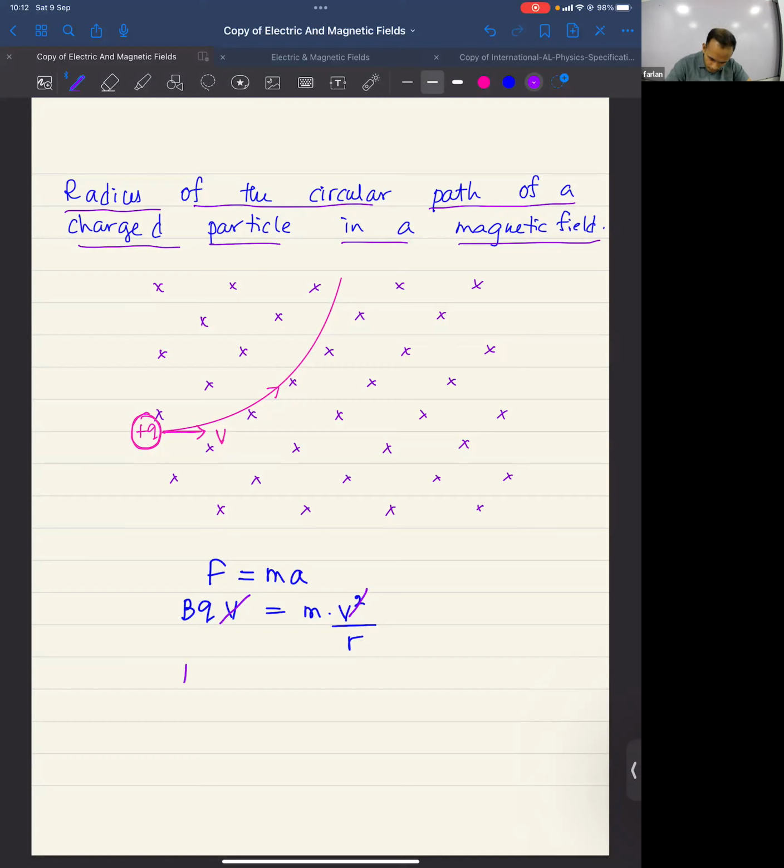So one of these V's will cancel off with this V. BQ equals MV over R. So if you make R the subject, R equals MV over BQ. What is M into V? Momentum, mass into speed. So you can also take it as R equals P over BQ. And this is how it is derived. Is that okay? Yes. Take it down.